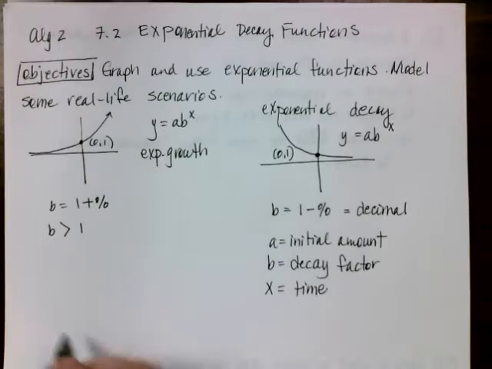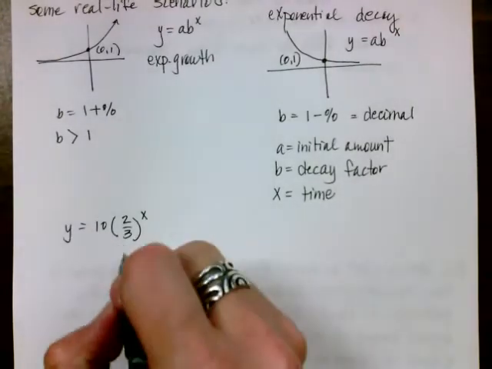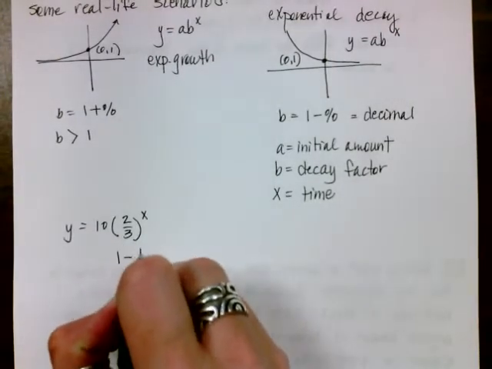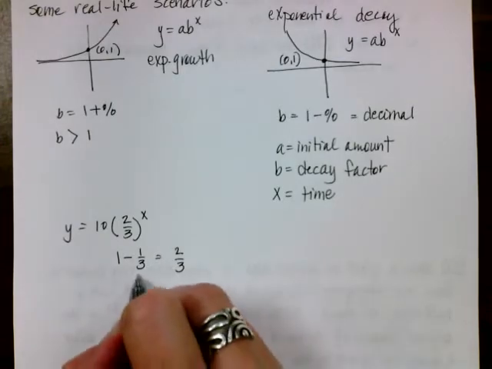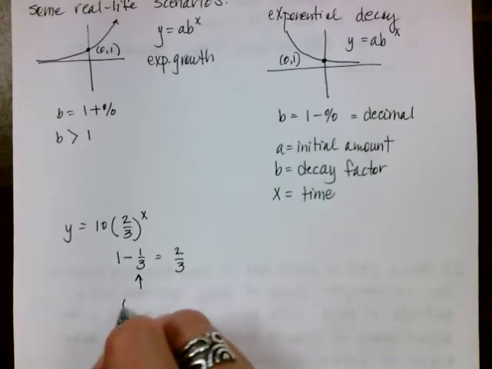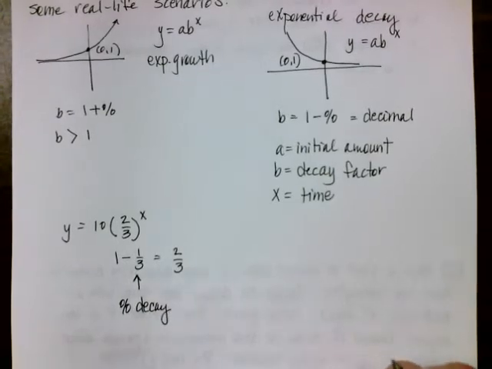Some equations might look like this. y is equal to 10 times 2/3 to the x. Okay? So if I had that particular equation, if I did 1 minus 1/3, I would get 2/3. So this is actually my percentage of decay. Alright, so it would be 33%, or I could write it as a fraction 1/3.